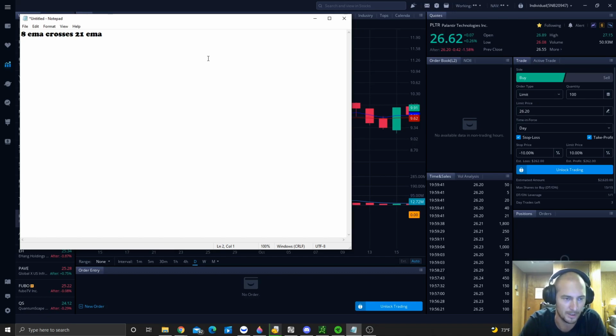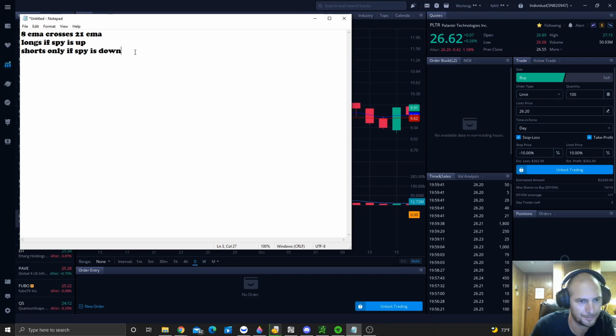And you can add some other rules to this off the get-go. Let's just say longs if SPY is up, and shorts only if SPY is down. Super simple rules. Alright, and then you just pick some stocks and you go through several of them. Don't just do one, do a bunch of them.